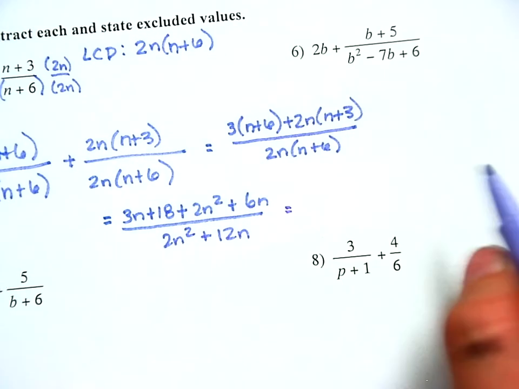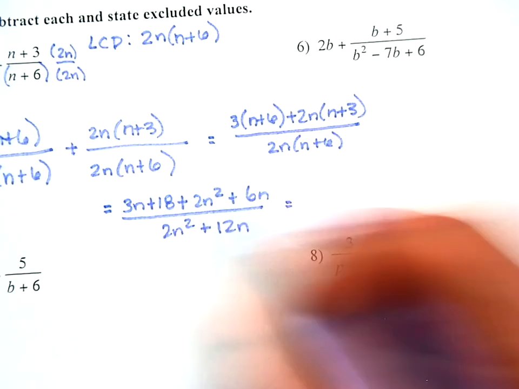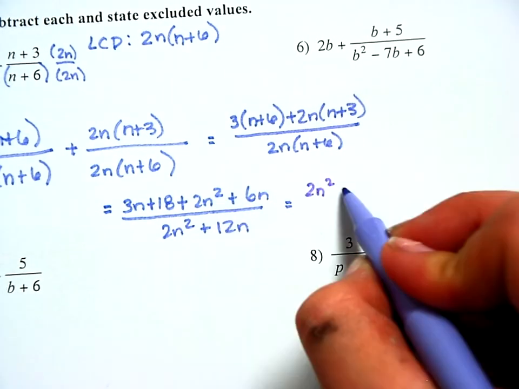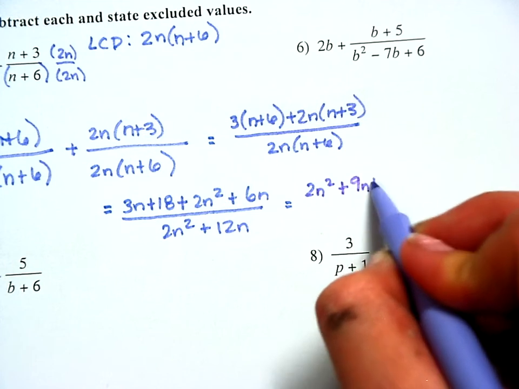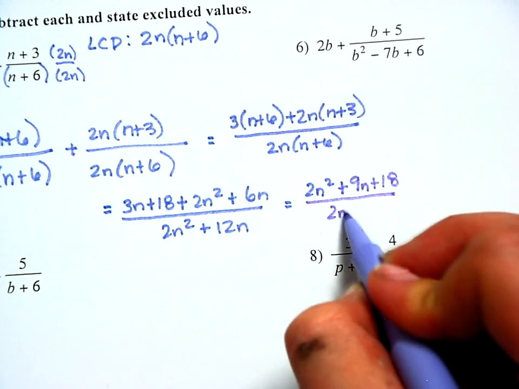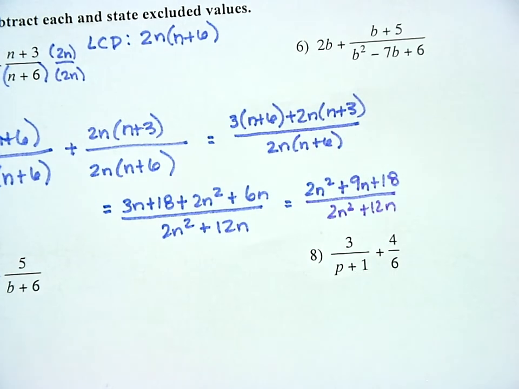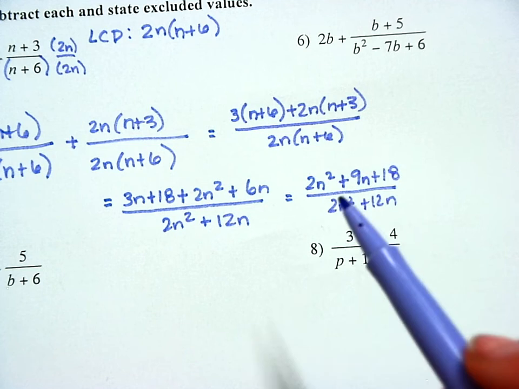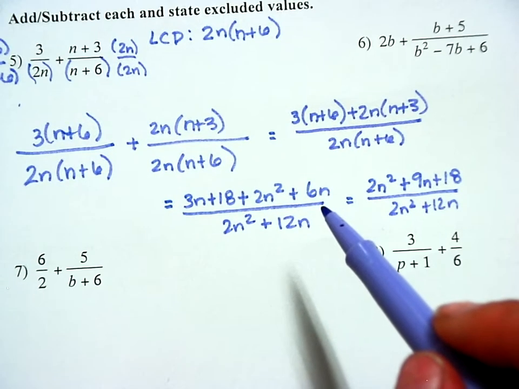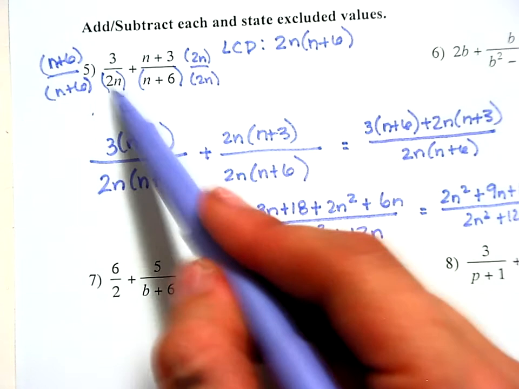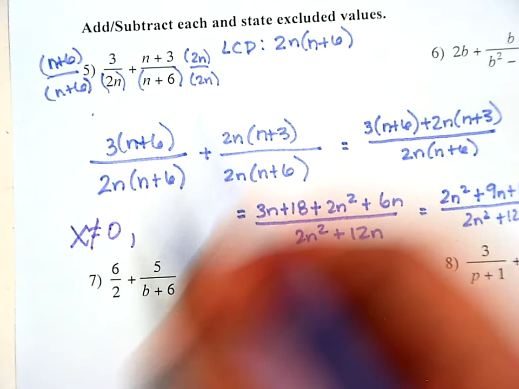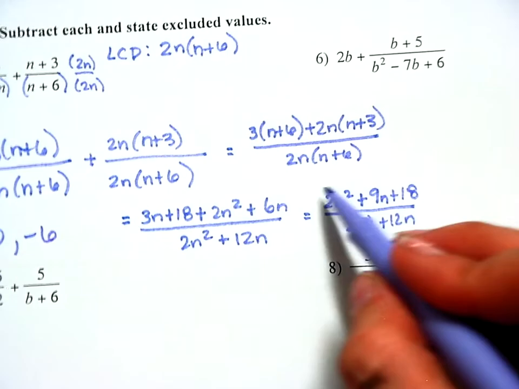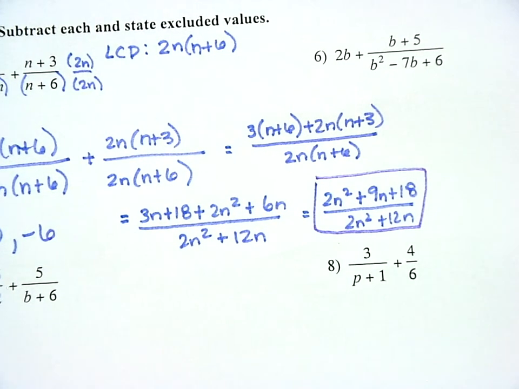So just one more step to make this as simplified as possible, we want to combine like terms. So we've got 2n squared + 9n + 18 all over 2n squared + 12n. I can't factor out a 3 out of all of these, and I can't factor out a 2 out of all of these, so I'm just going to leave my answer like this. We do need to see if there's any excluded values. Those are 0, so x can't equal 0, and x cannot equal negative 6. Okay, so excluded values, and then our answer to our addition problem.